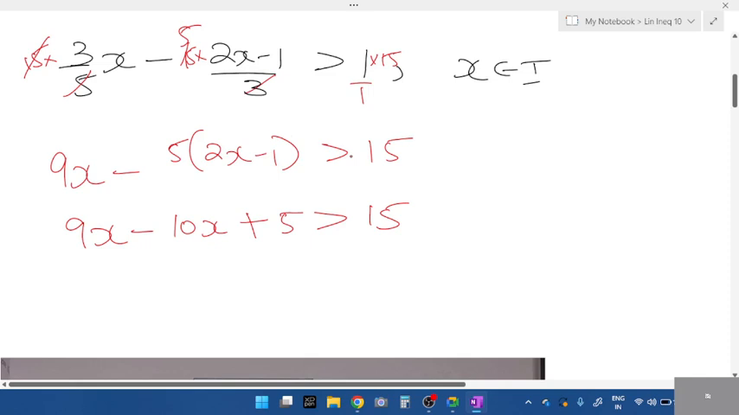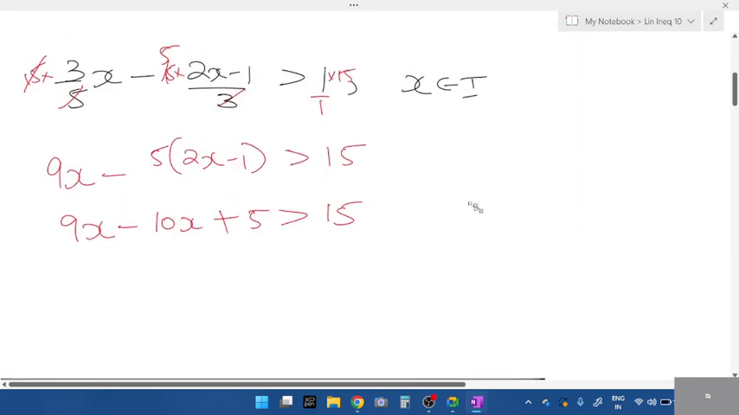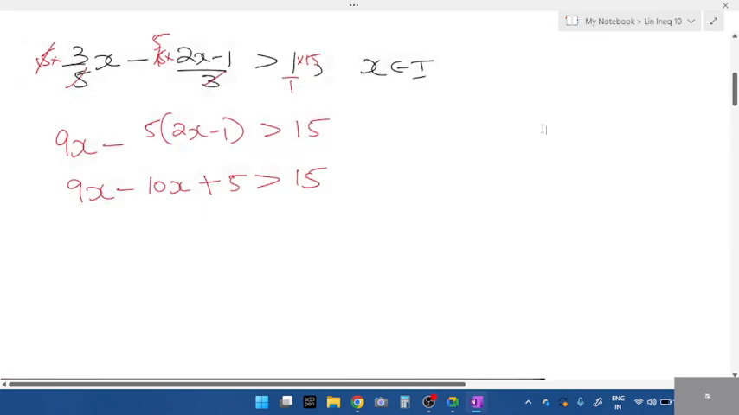Then what mistake did we make last time when I solved? What mistake did I make? Okay. 9x minus 10x is how much? Minus x, and we have 15 here. The 5 goes to the other side and it becomes 10. What happens to the sign? Greater than becomes less than. 15 minus 5 is 10, students. So x is less than 10, less than minus 10.